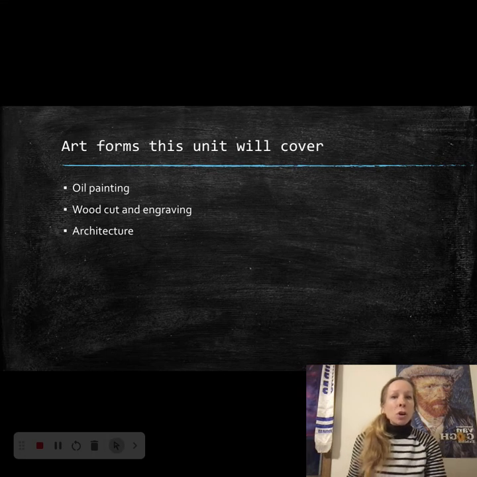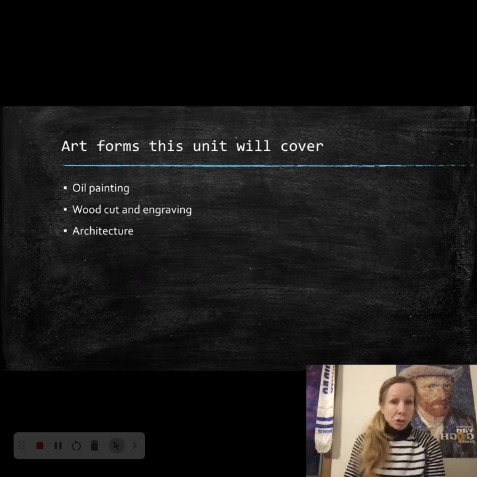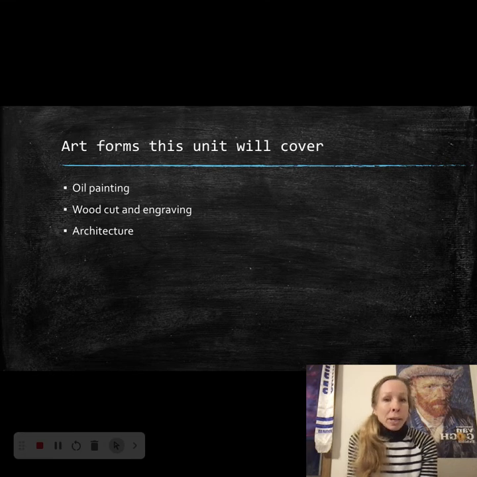Okay, so art forms that this unit will cover, and we will look at one of each for sure during this video lecture, are oil paintings, woodcuts and engravings, and architecture.